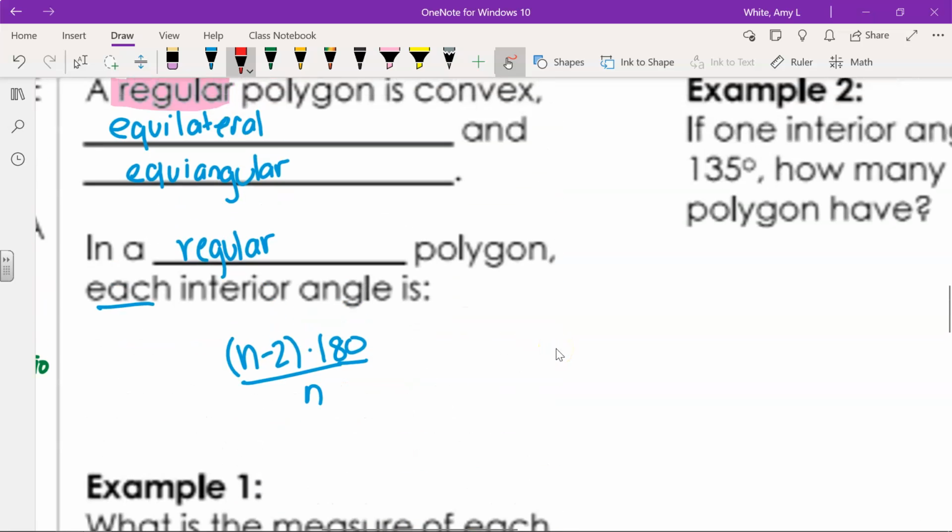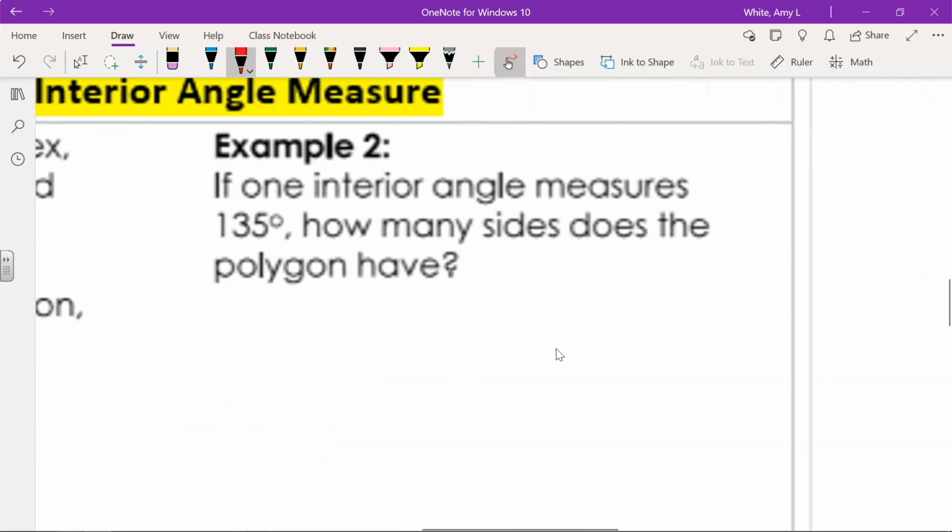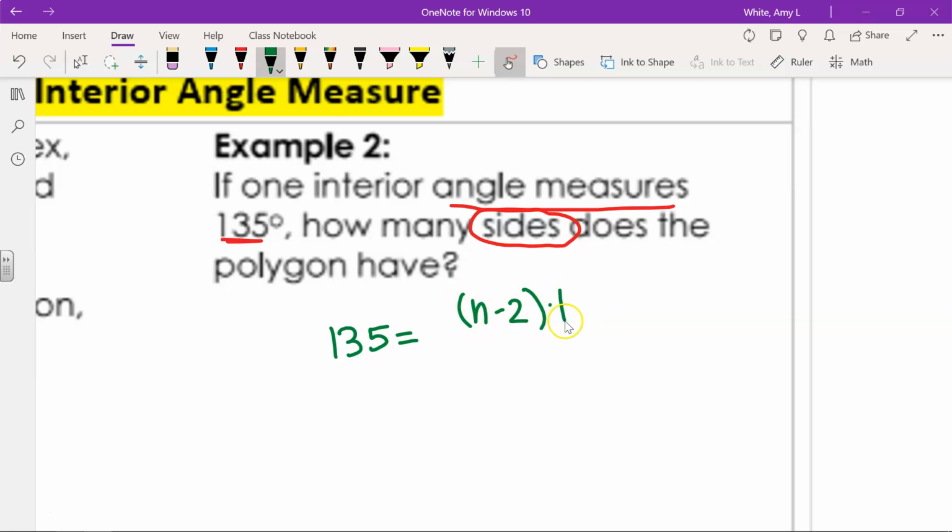There is one more way to use this. In this case, they're giving us the angle measure of 135 and asking for the number of sides. They're asking for the value of n. So my formula would now be 135 equals n minus 2 times 180 divided by n. Because I know the angle measure and they're asking me for the number of sides.